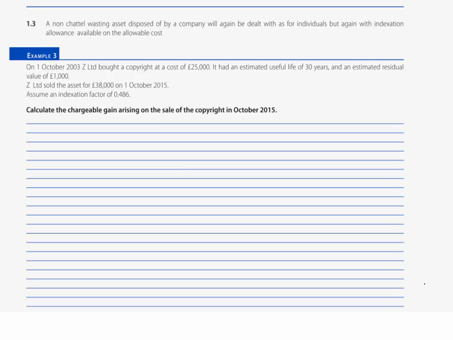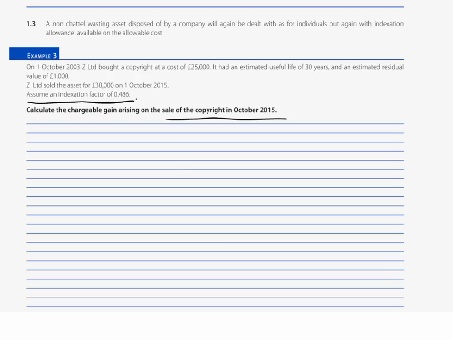Non-chattel wasting asset disposed of by a company, same as we did for individuals, but again, with the cost going into a gains calculation anyway, we apply indexation allowance. Let's just remind ourselves of how we dealt with that in relation to the information provided here. What they have done here in relation to the sale of the copyright in October 15, they have provided us with an indexation factor of 0.486. You should know how to calculate, of course, the indexation factor, as you've now done it on many, many occasions.